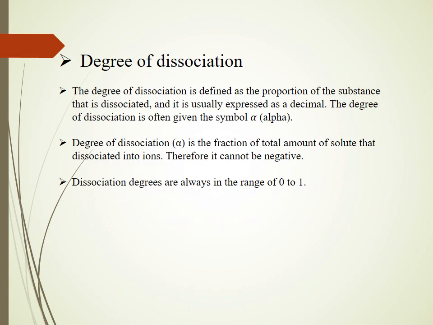Degree of dissociation. The degree of dissociation is defined as the proportion of the substance that is dissociated, and it is usually expressed as a decimal. The degree of dissociation is often given the symbol alpha. It is the fraction of the total amount of solute that dissociates into ions. Therefore, it cannot be negative. The degree of dissociation is always in the range of 0 to 1.